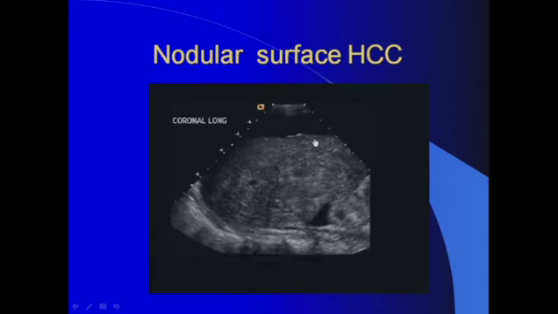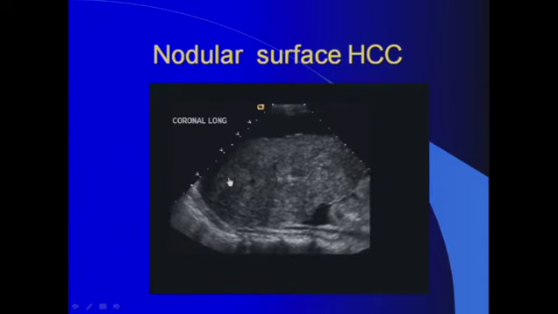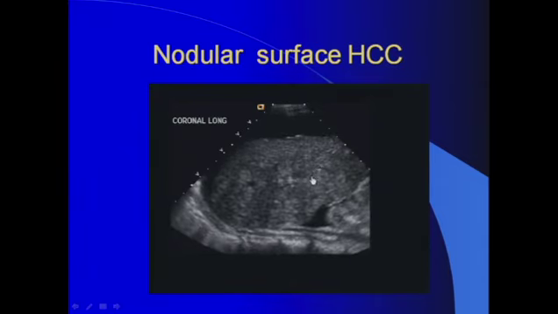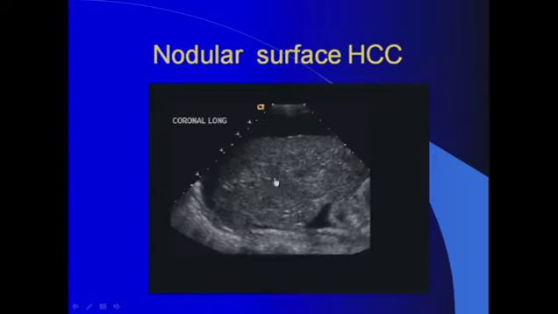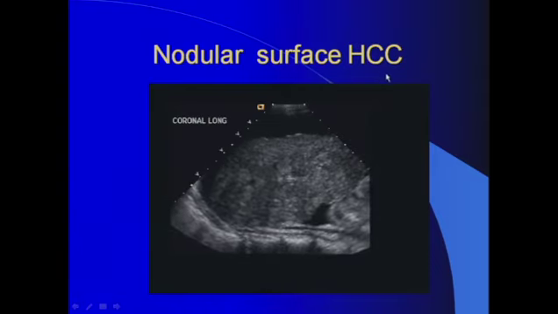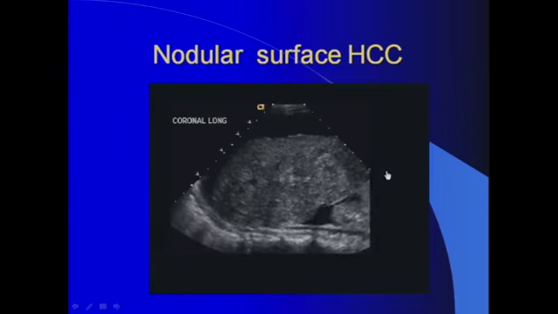But again, in the same instance, you look in this case, the patient has multiple hyperechoic lesions all the way through the liver that have been proven to be HCC in this patient with long-standing chronic hepatitis.